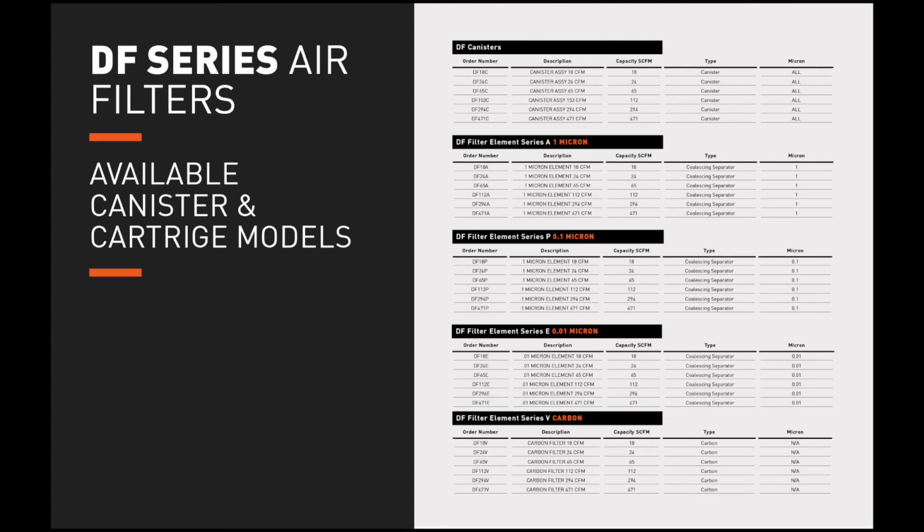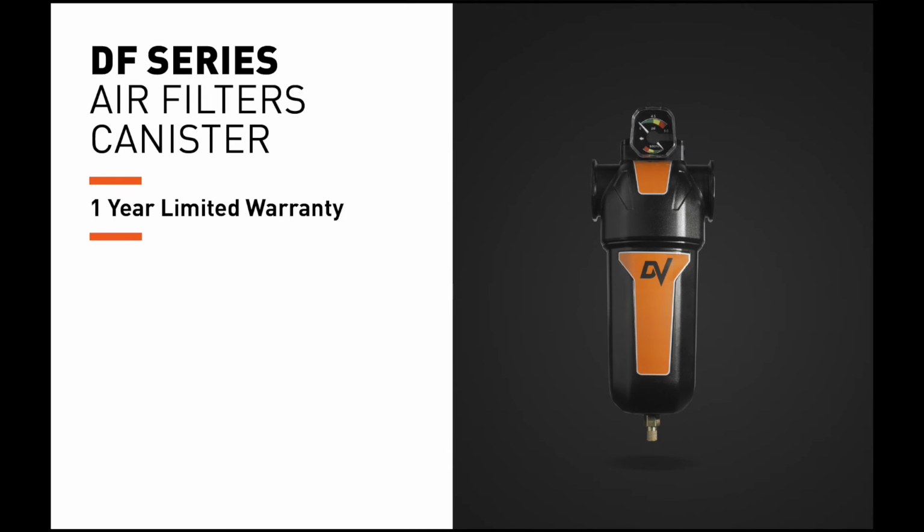DF series filters come in 4 canister sizes, DF18C to DF471C, and each series of element A, E, P, and V have models for each of these canister sizes. Model numbers are itemized in the tables on the right for your reference. DF series air filter canisters are covered by a 1-year limited warranty.